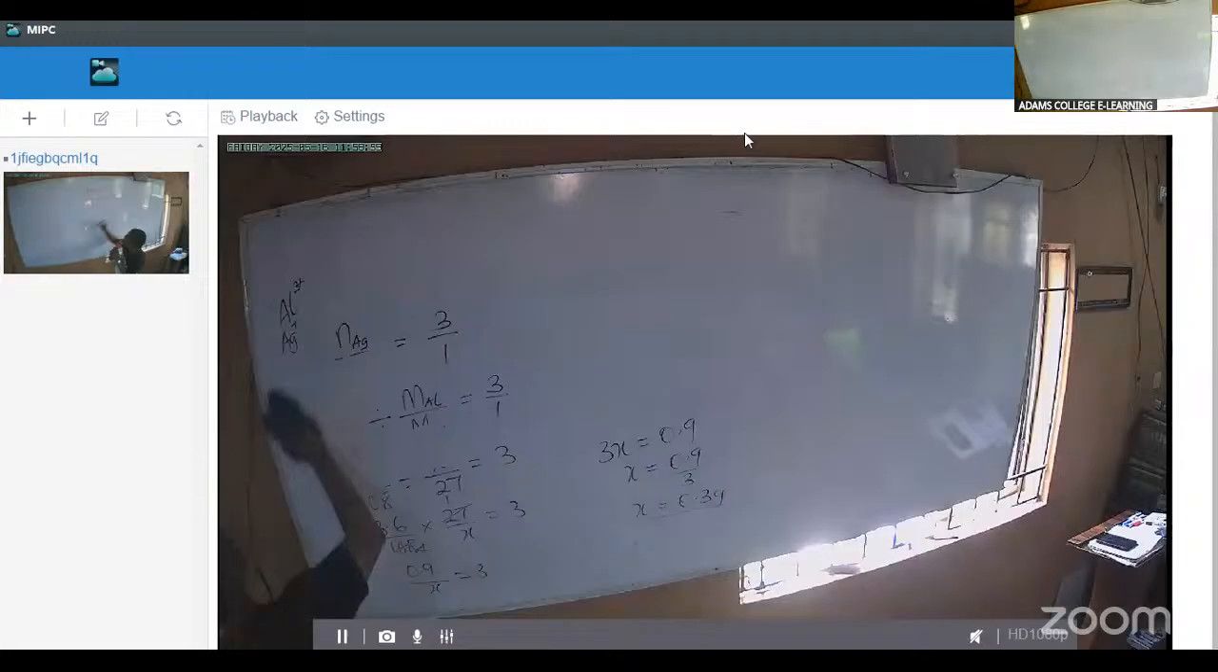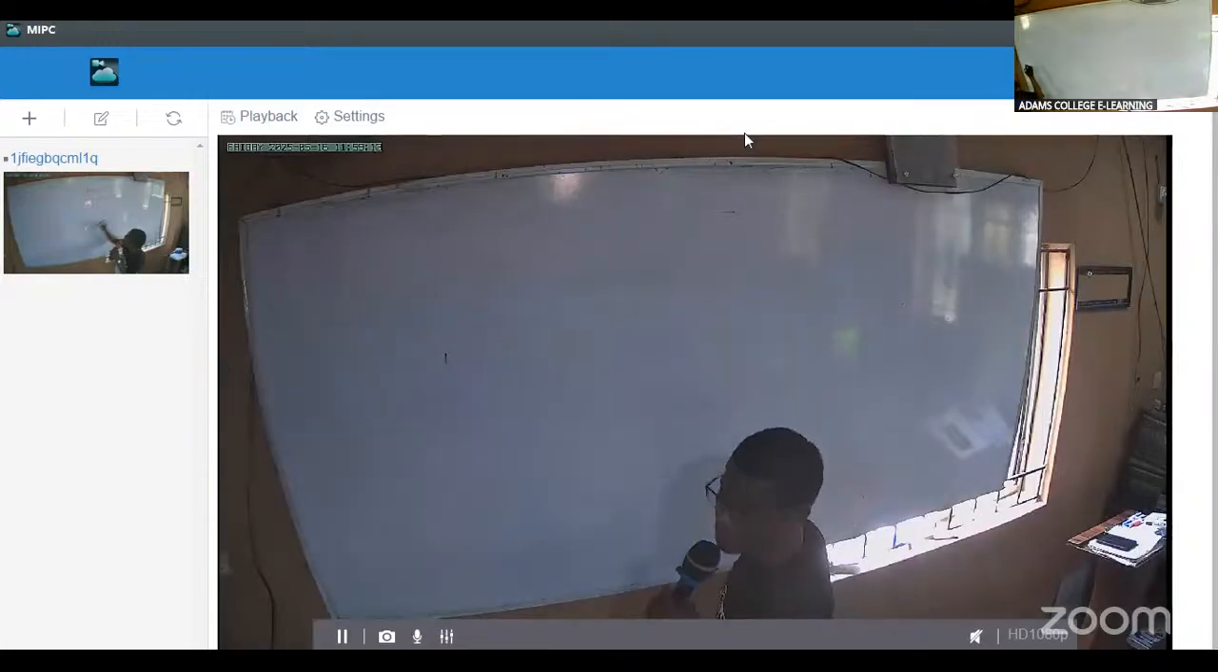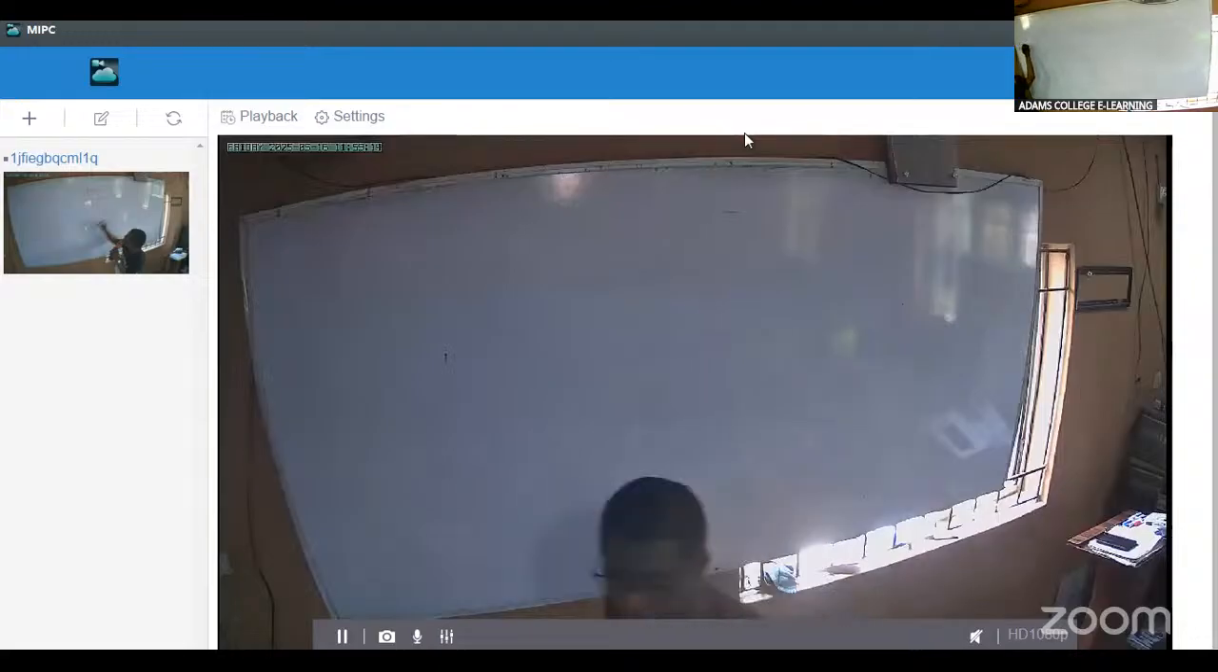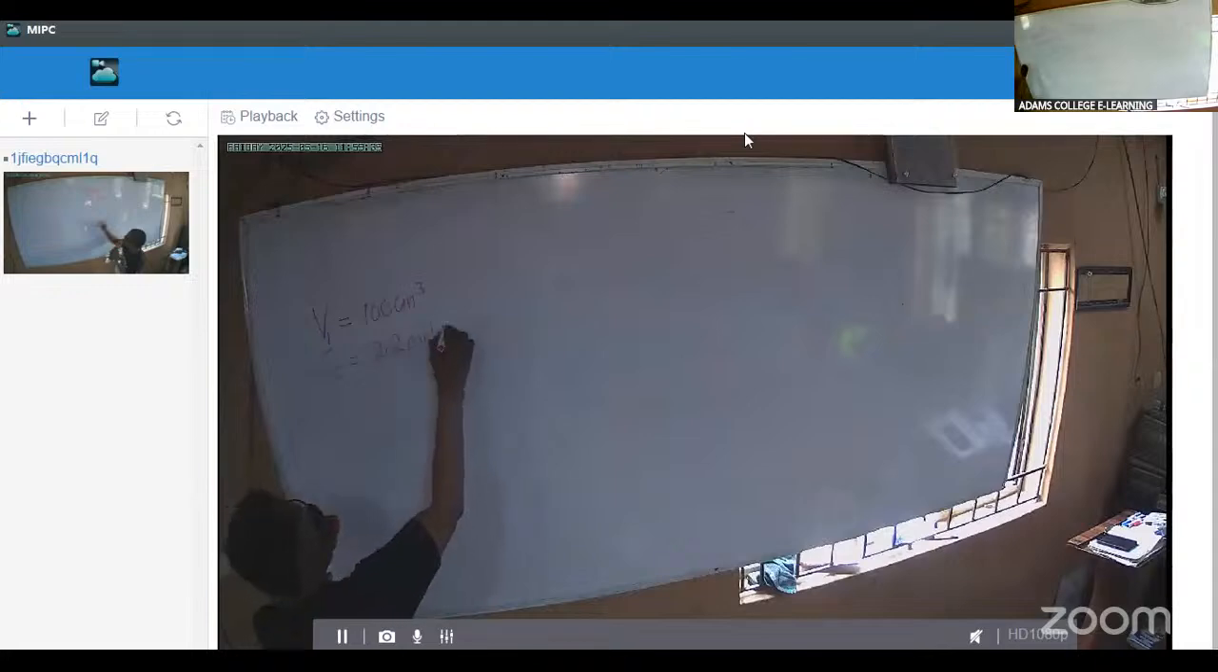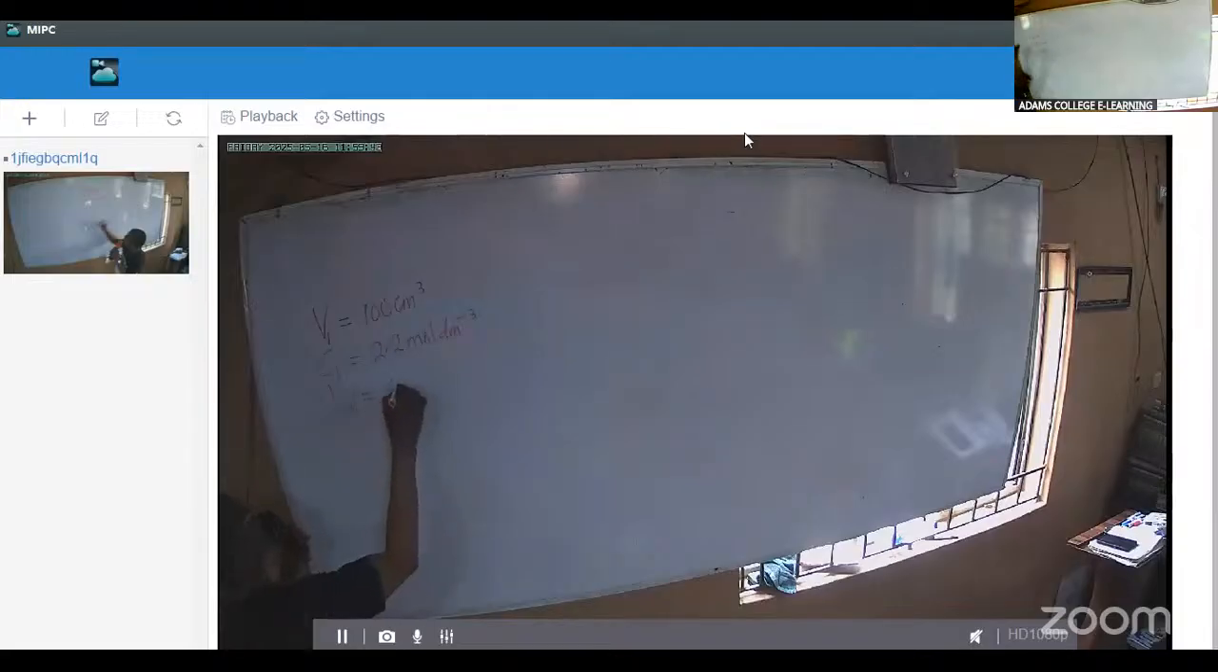Read the question. There is 100 cm³, that's the initial volume. What's the initial concentration? 2.2 mole per dm³. It was now poured into water. What volume of water? 400. That's not V2, because I was 100 before. So the final volume will be 500.